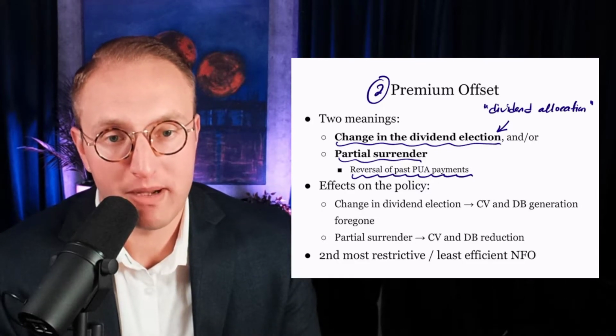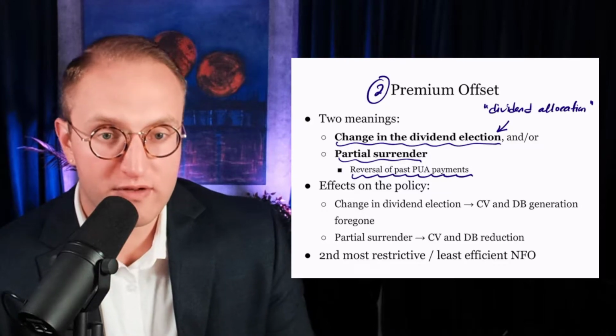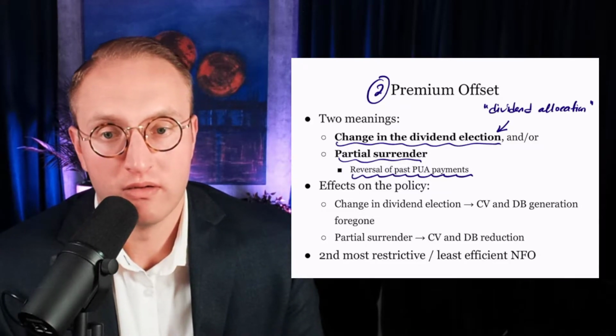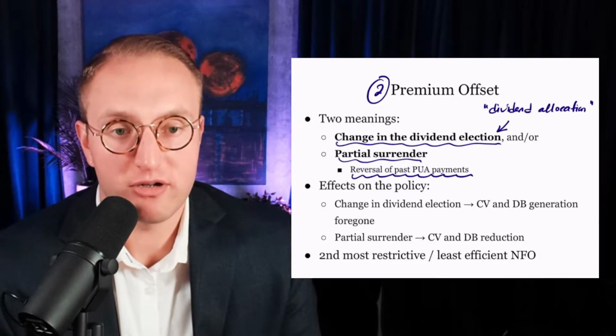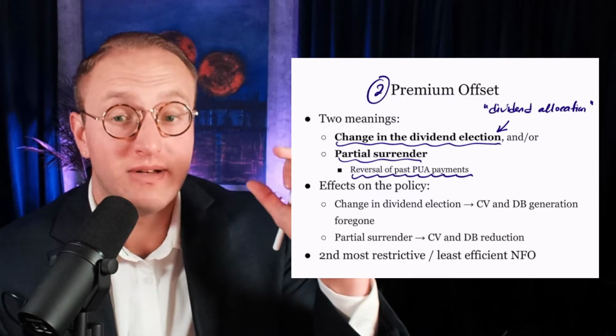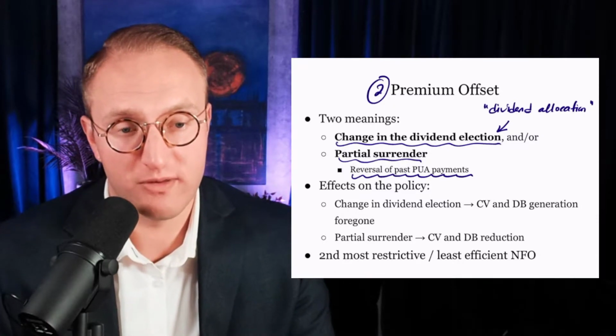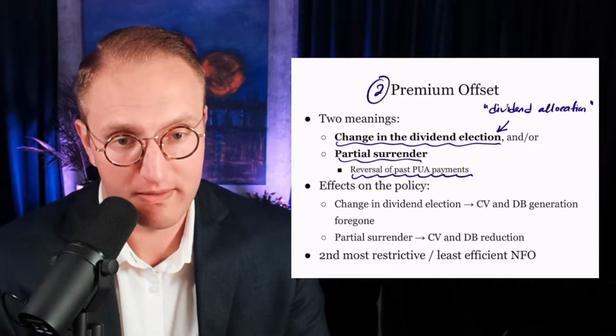That's typically what we mean by premium offset. Changing the dividend election, and then whatever's left over, go surrender some previously purchased paid up death benefit, and surrender exactly the amount necessary to generate sufficient funds to cover the margin of the base premium that remains to be paid.